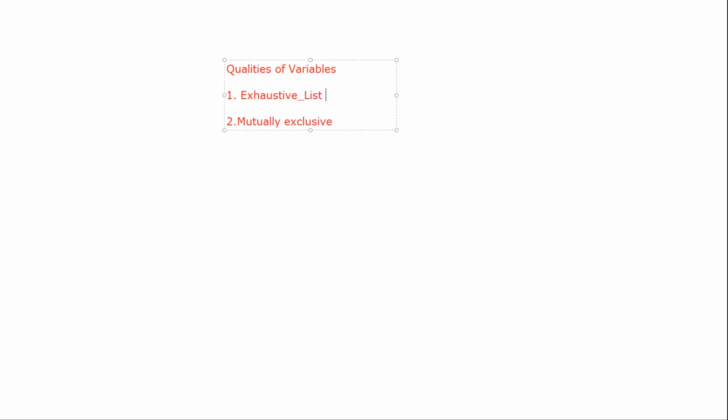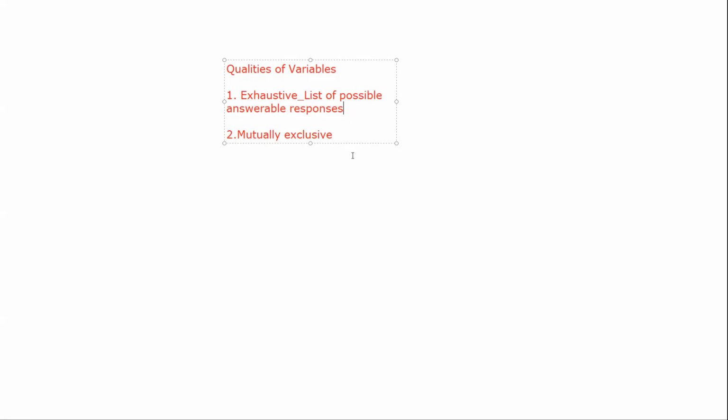List of possible answerable responses. Now, what is the meaning of that? It means if I'm talking about blood group, I have to list all the types of blood group. Okay? That is what we mean by list of possible answerable responses. In that case, that particular variable is exhaustive in nature.